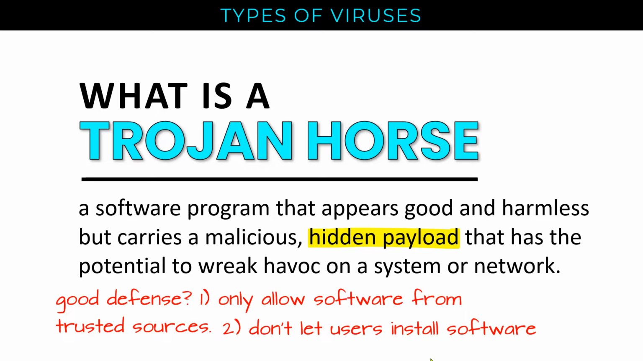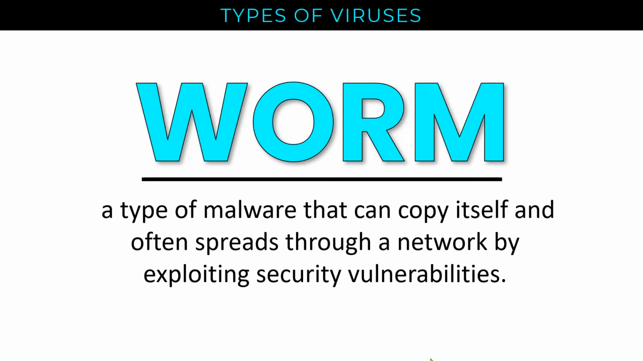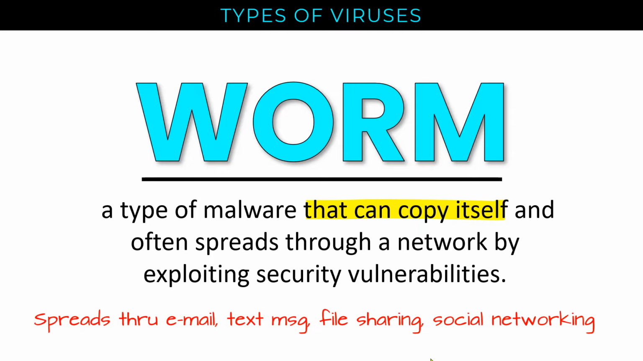So let's talk about worms. A worm is a type of malware that can copy itself, and it often spreads through a network by exploiting security vulnerabilities. It'll spread through email, text message, file sharing, social networking, really any way it can, subject to how the worm author has written it. The key here being a worm is malware that can copy itself, thus the highlight there.